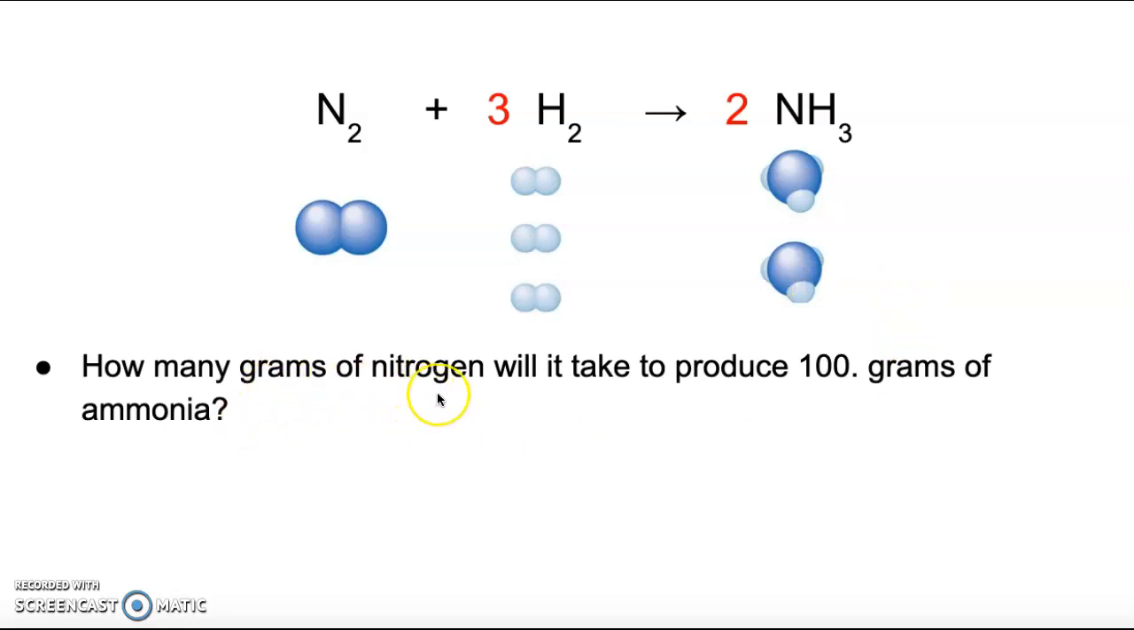So a question I could answer would be something like this. How many grams of nitrogen will it take to produce 100 grams of ammonia? All right, so if I want to make 100 grams of ammonia, how many grams of nitrogen will I need to include? Now the important things that I need to know before I get started on my problem are the molar masses of both ammonia and this nitrogen molecule.